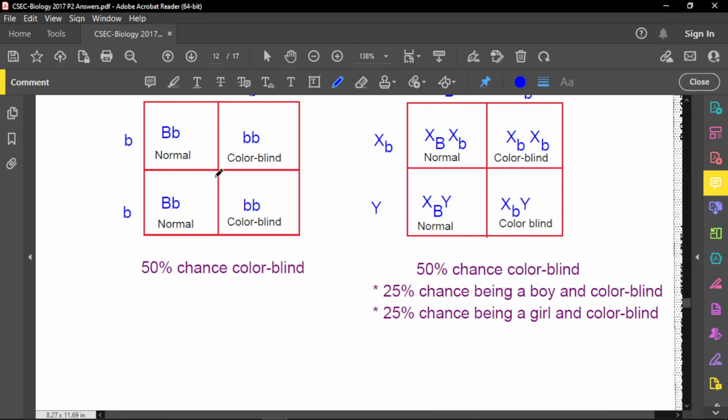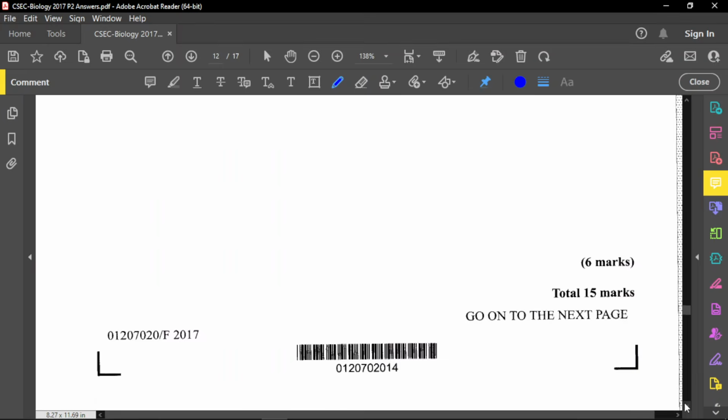And so for any of them, if you draw this one, the only thing you can say is 50% chance of being colorblind, because that's what the question asks you. However, if you draw it this way, you can get more information from this. Yes, 50% of the total offspring will be colorblind, but out of that 50%, 25% may be a boy and colorblind, which is this bottom one right here that I'm going to tick right now, or 25% chance being a girl and colorblind, which is that one. All right? Now let's go down to the next part of the question.